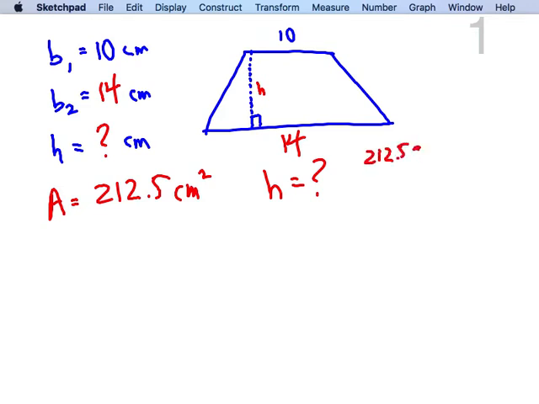212.5 is equal to 1/2. What's B1? 10. What's B2? What's the height? H. Well, that's supposed to be a 1 there. How are you going to solve that? What do you do first? Add the numbers in the parentheses would be a good idea.